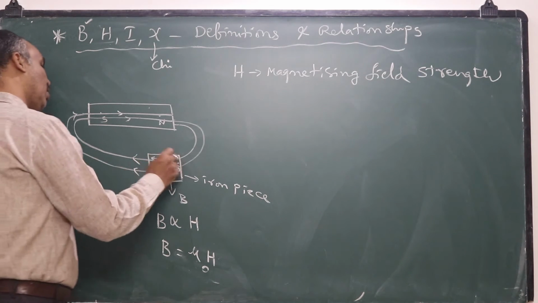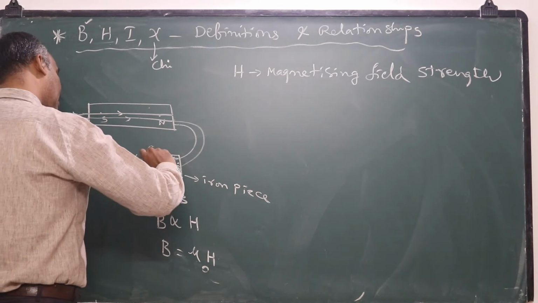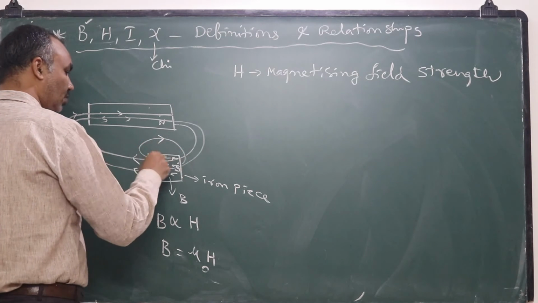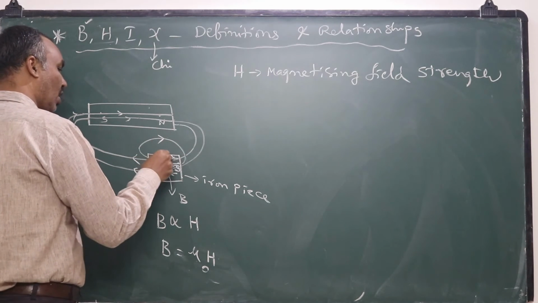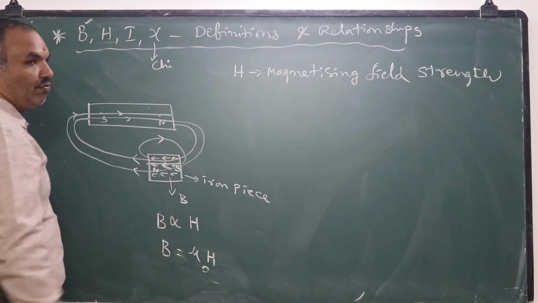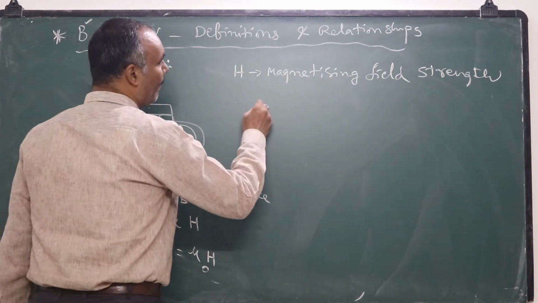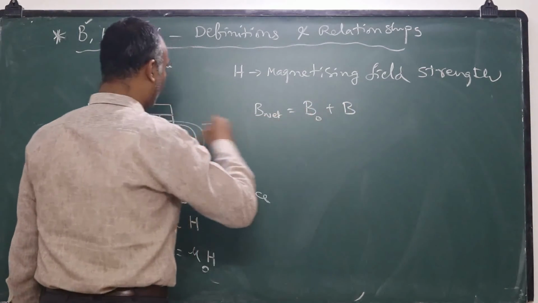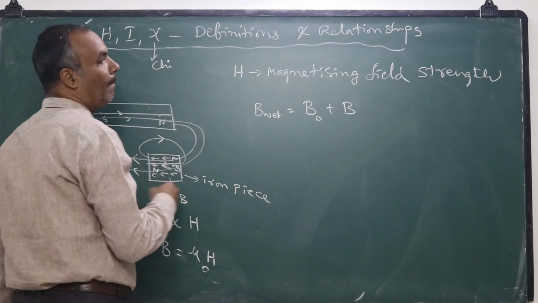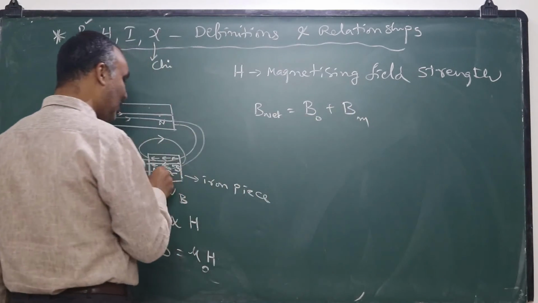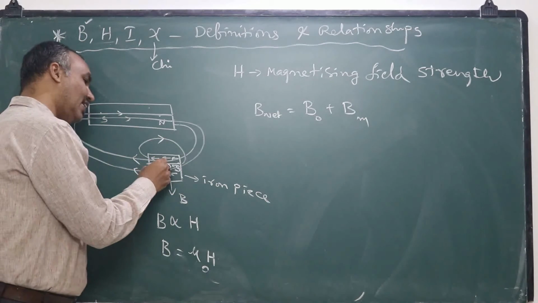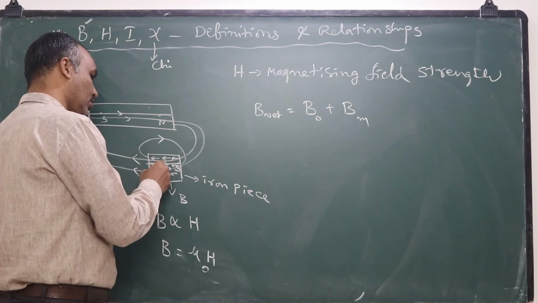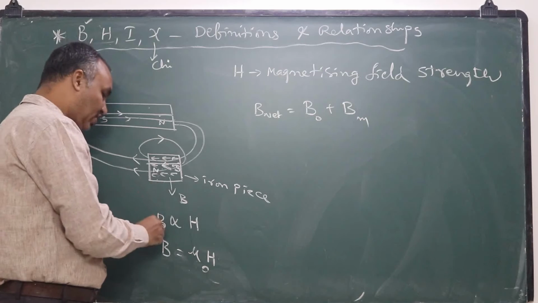Once the North Pole and South Pole got generated, again some lines of force will go from north to south, and they will move from south to north inside, parallel to the external field. So the net field inside the magnet is because of two things. One field because of the lines of induction coming through the air, another field due to the magnetization of this piece. Once it got magnetized, its own field is producing some lines of force.